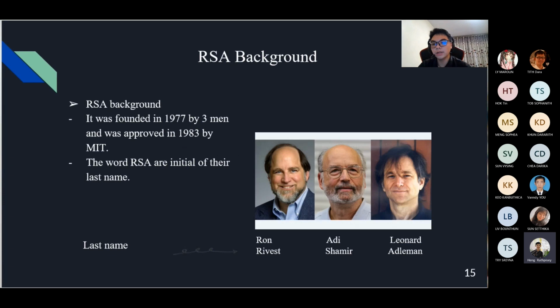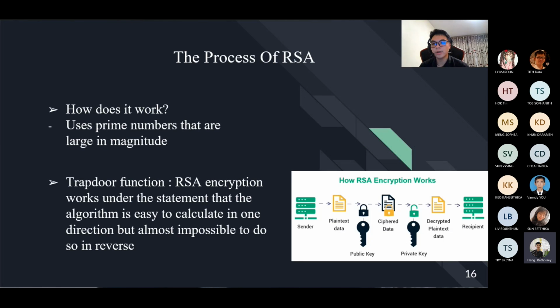It was founded in 1977 by three men, but was approved in 1983 by MIT. The letters RSA are the initials of their last names, which are Rivest, Shamir, and Adleman. RSA encryption uses prime numbers that are large in magnitude and a few other complexities. RSA encryption works under the statement that the algorithm is easy to calculate in one direction, but almost impossible to do in reverse. This is called a trapdoor function. So basically, it forms the basis of how public and private key encryption work.